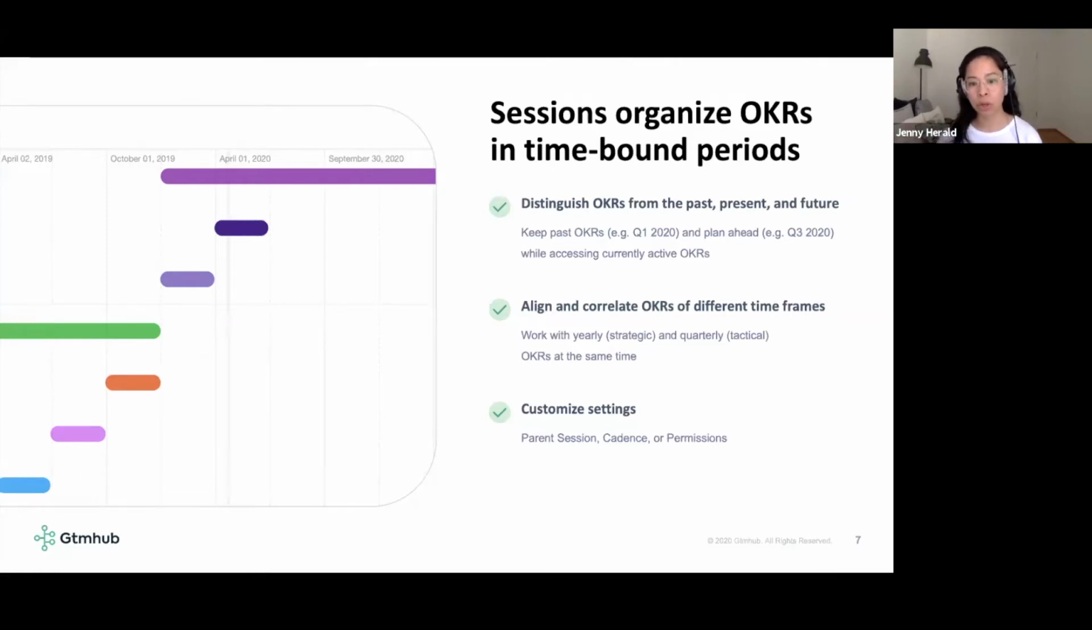You're able to also customize in Gtmhub these various sessions or time-bound OKR periods so that you can highlight on which cadence, or how often, you expect people to report or update their key results within that period. It could be weekly, it could be every 2 weeks as an example, it could be monthly. And you're also able to set permissions.